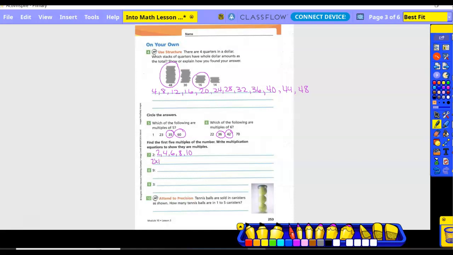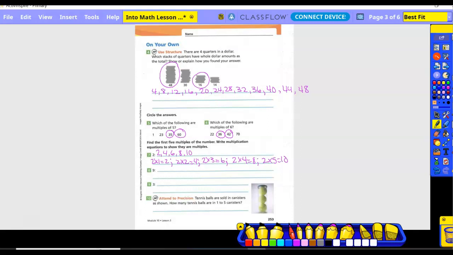So this first one would be what? 2 times 1 equals 2. What about the next one? 2 times 2 equals 4. Next one, 2 times 3 equals 6. Next one, 2 times 4 equals 8. And the last one is 2 times 5 equals 10.